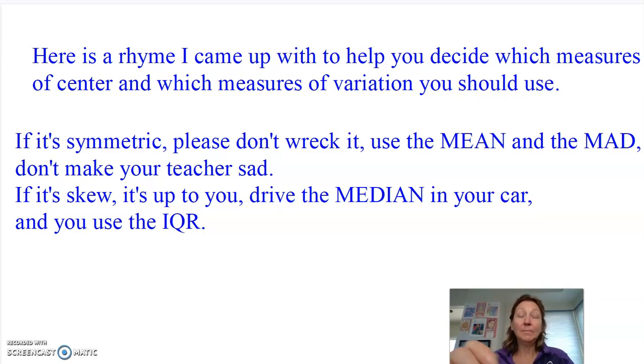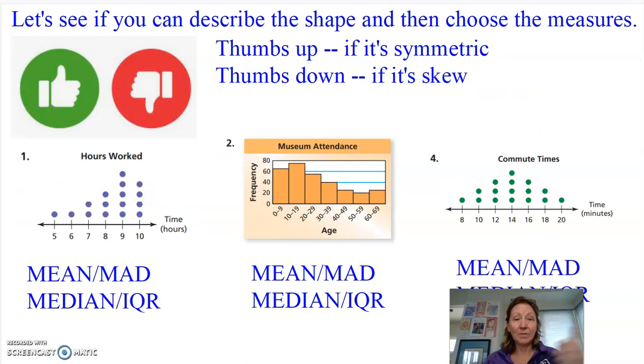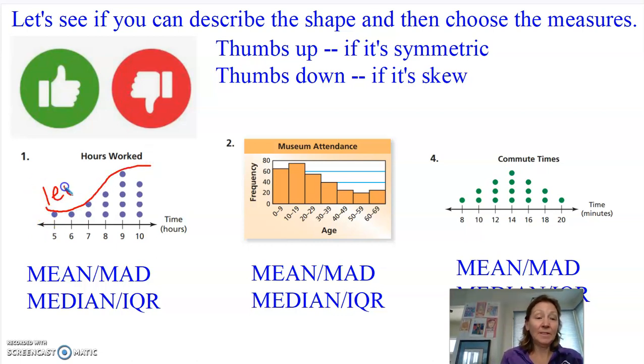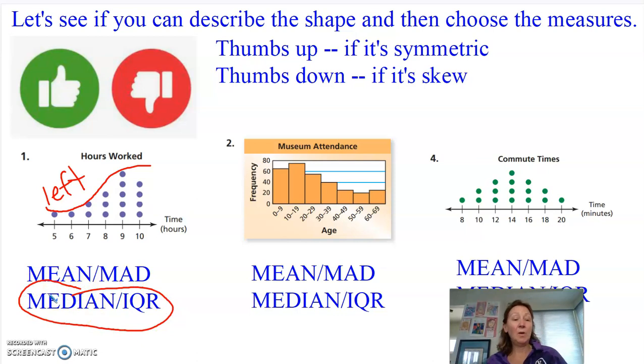And now we're going to check and see if you kind of understand how the shape decides which measure to use. Okay, so we're going to do a thumbs up or thumbs down. You can pause the video if you want. Look at the first graph and tell me the shape, right? So if you draw a line like this, you can see that it's skewed and the tail's on the left, so it's skewed left. And if it's skew, it's up to you. Drive the median in your car and you use the IQR.